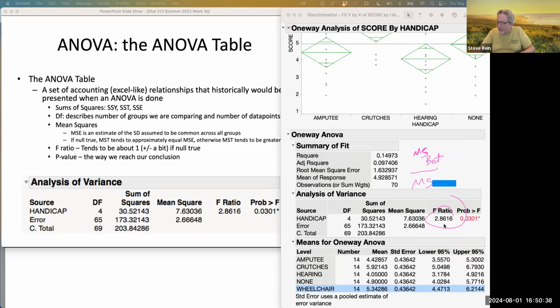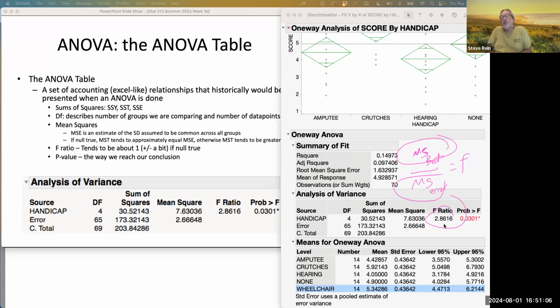Mean square error is that F ratio. It turns out that if the null hypothesis is true, both the numerator and the denominator of the F ratio tend to be the same. Numerically, we can show this. There's a proof for it.